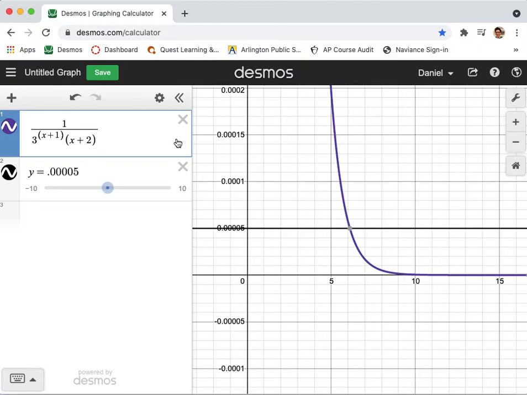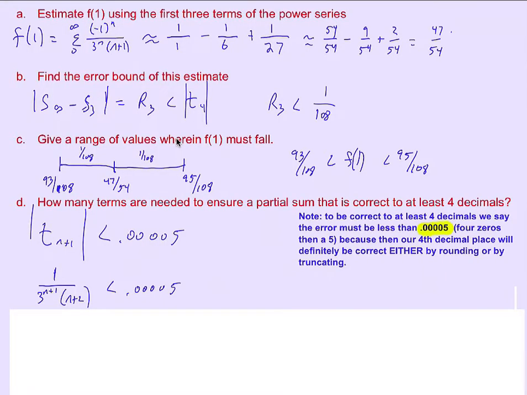And so that means that as long as n is bigger than 6, our error is not too big. So n must be at least 7 terms. So we need 7 terms in order to make sure that we are within 0.00005.